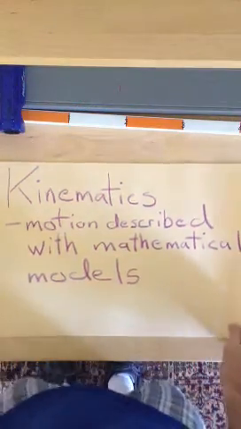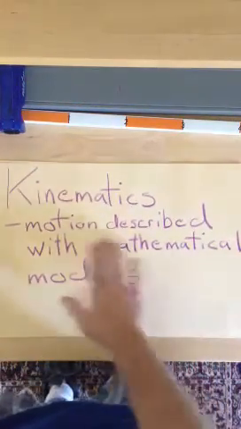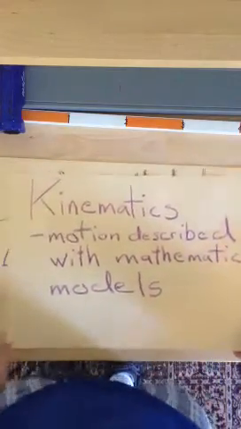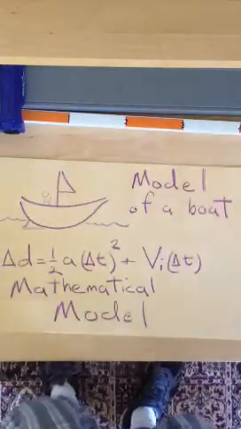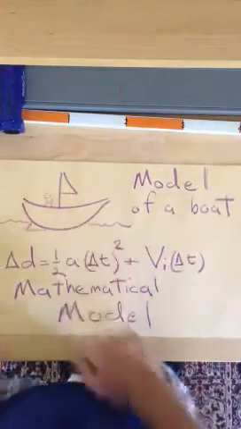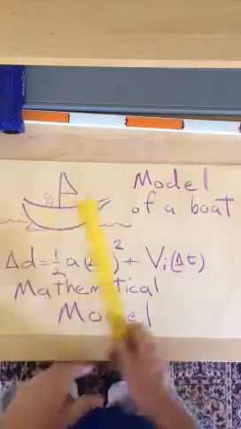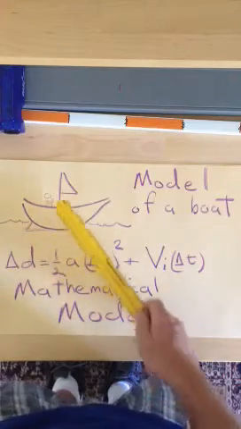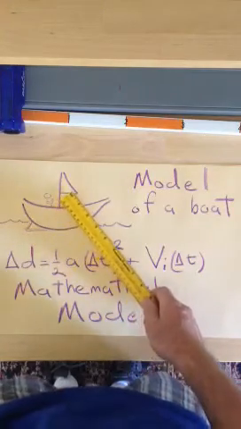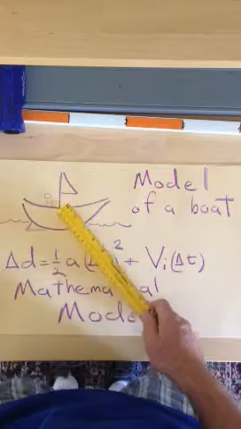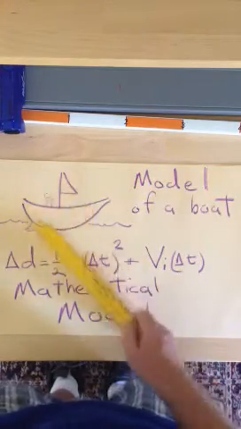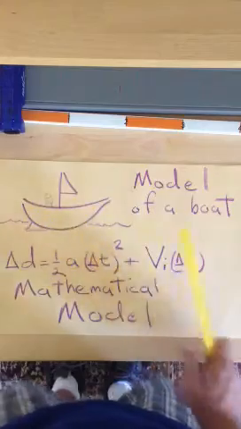Okay, so we're going to talk about kinematics, that is, motion described with mathematical models. So first of all, what's a mathematical model? Well, this is a model of a boat. I have a sail, some kind of hull, a keel. All of these different symbols represent something in reality. So how this part relates to this part relates to this part is represented in this model, the drawing.